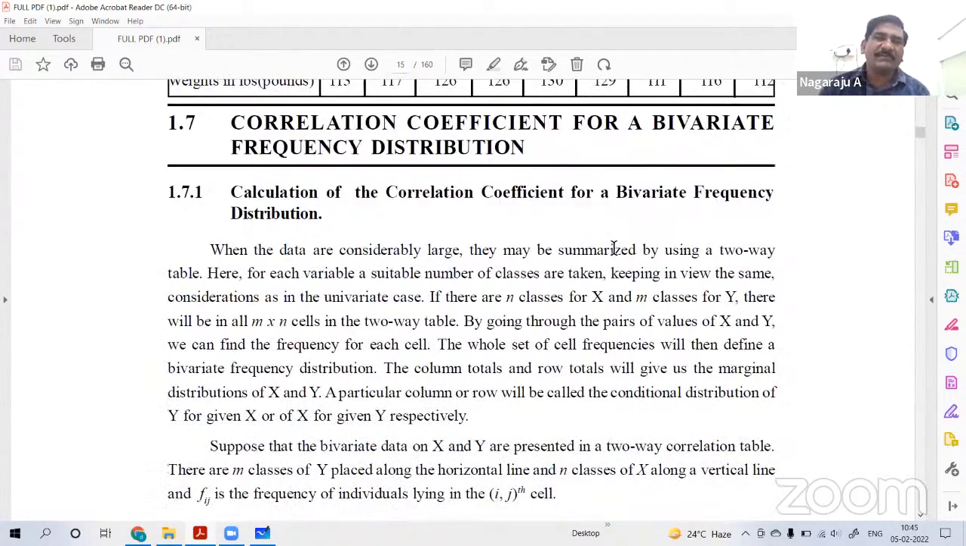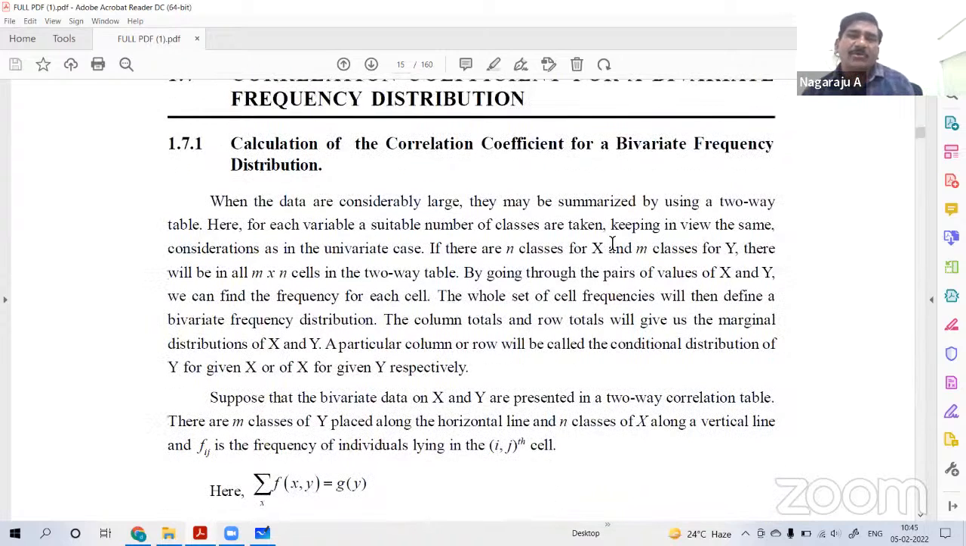Now, the correlation coefficient for bivariate frequencies. Here is the calculation of the correlation coefficient for bivariate frequencies. When the data is considered large, it may be summarized by using a two-way table. Here they use the two-way table for the variables, with a suitable number of classes taken.